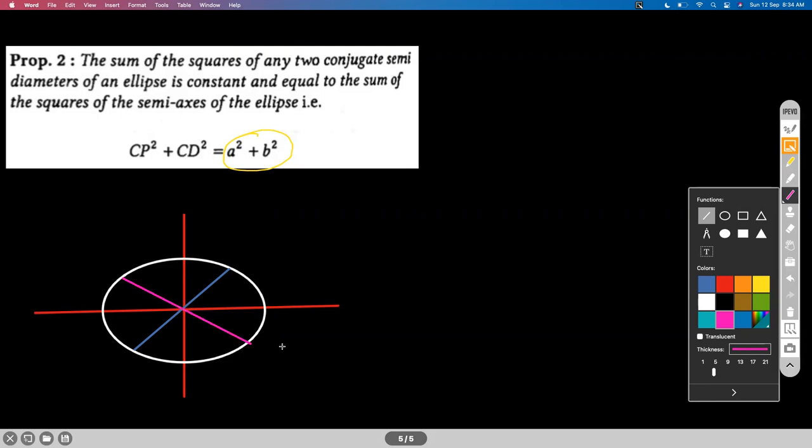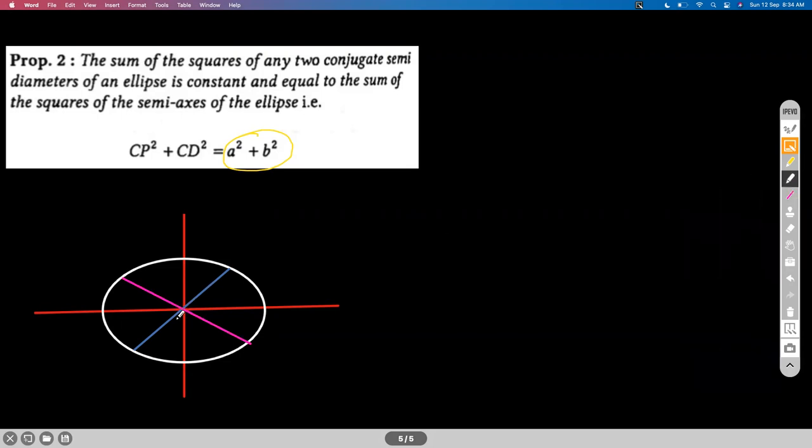Okay, so this property is very simple. It says that they have called it D, so I'll also call it D. So they have said that CP square plus CD square is equal to A square plus B square. Now this is very simple, given that we have already done the end points, or you can say the vertices, of the conjugate diameter ends.